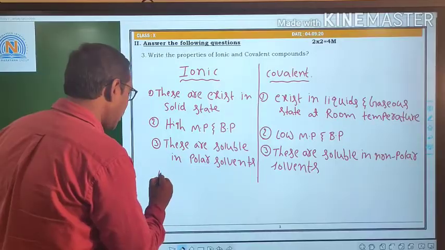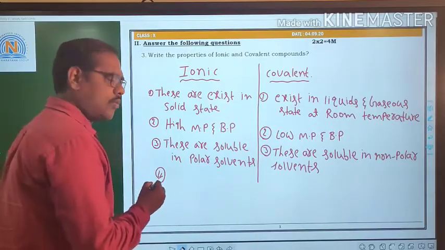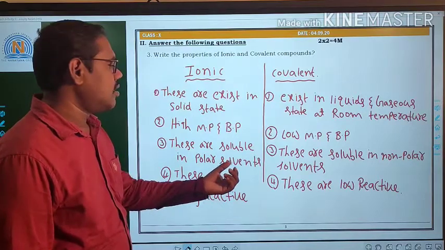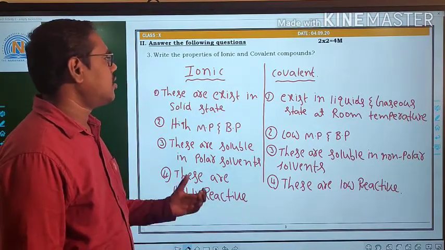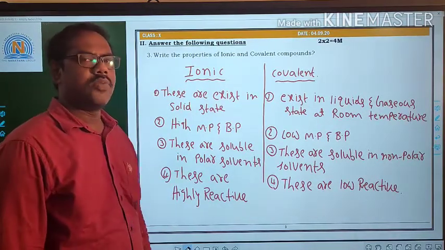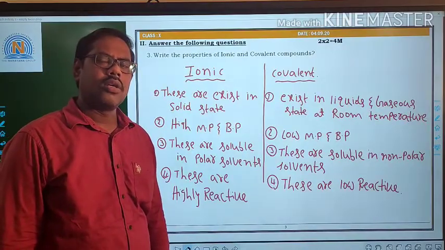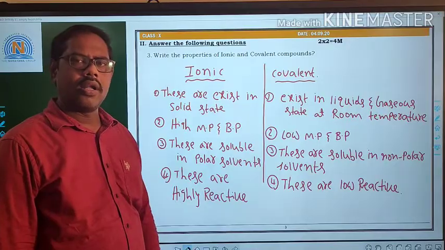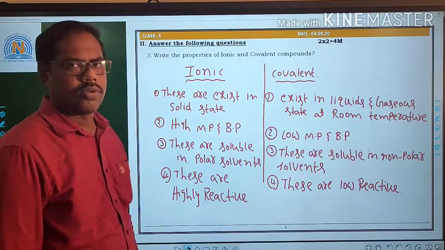Next, ionic compounds are highly reactive. So these are highly reactive, and covalent compounds are low reactive. These are the general differences between the ionic compounds and covalent compounds, or the properties of ionic compounds and covalent compounds.